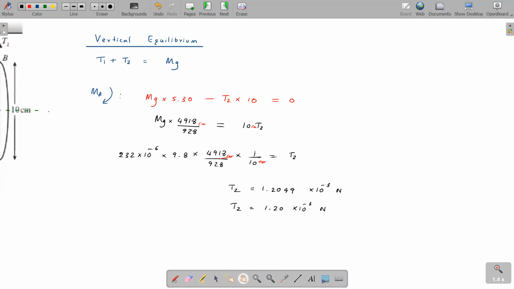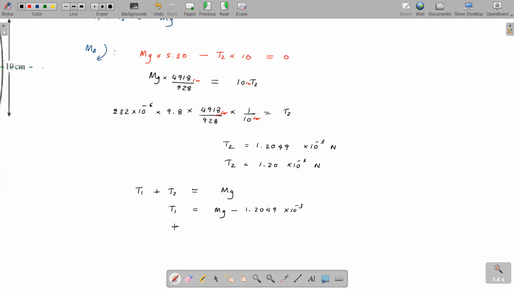That's done, guys. And to get T1, they want both tensions, right? You can use the equilibrium equation. So T1 will be mg minus T2. You can use the full figure here, 1.2049, when you are doing the subtraction, or you can use extra figures.